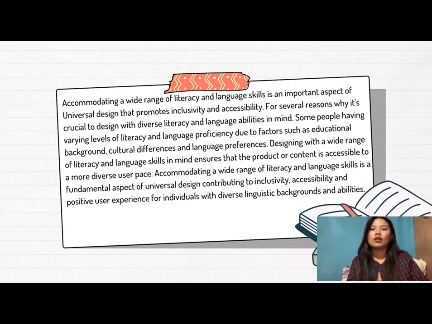So, accommodating a wide range of literacy and language skills is a fundamental aspect of universal design, contributing to inclusivity, accessibility, and a positive user experience for individuals with diverse linguistic backgrounds and abilities.